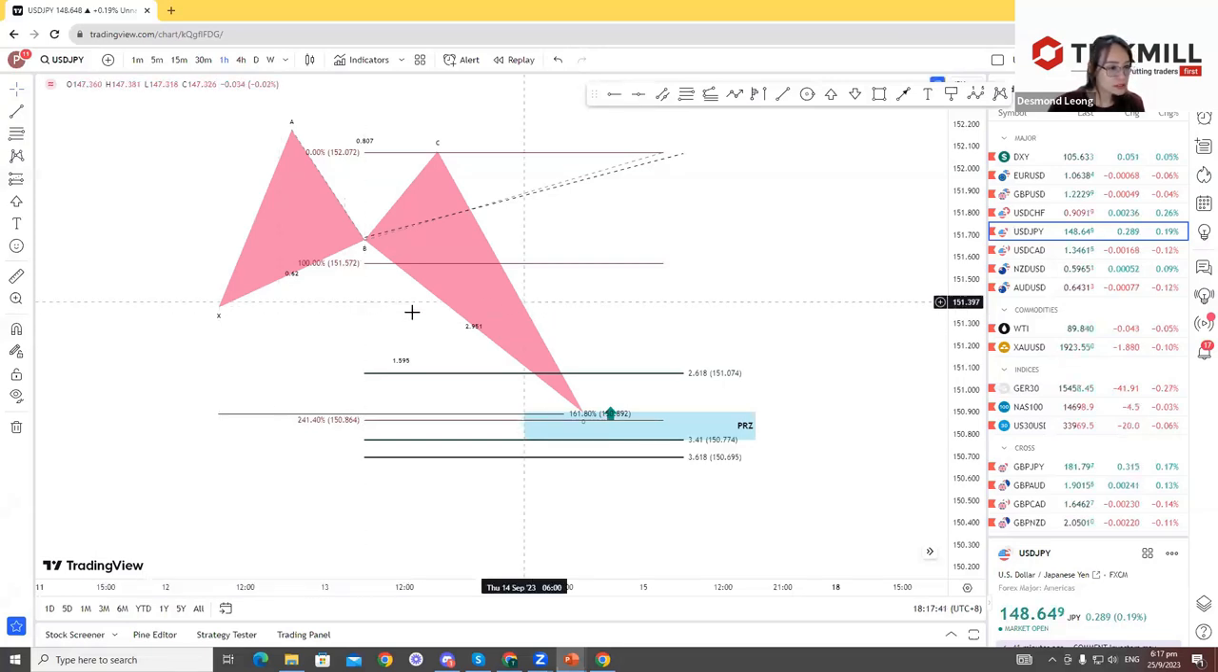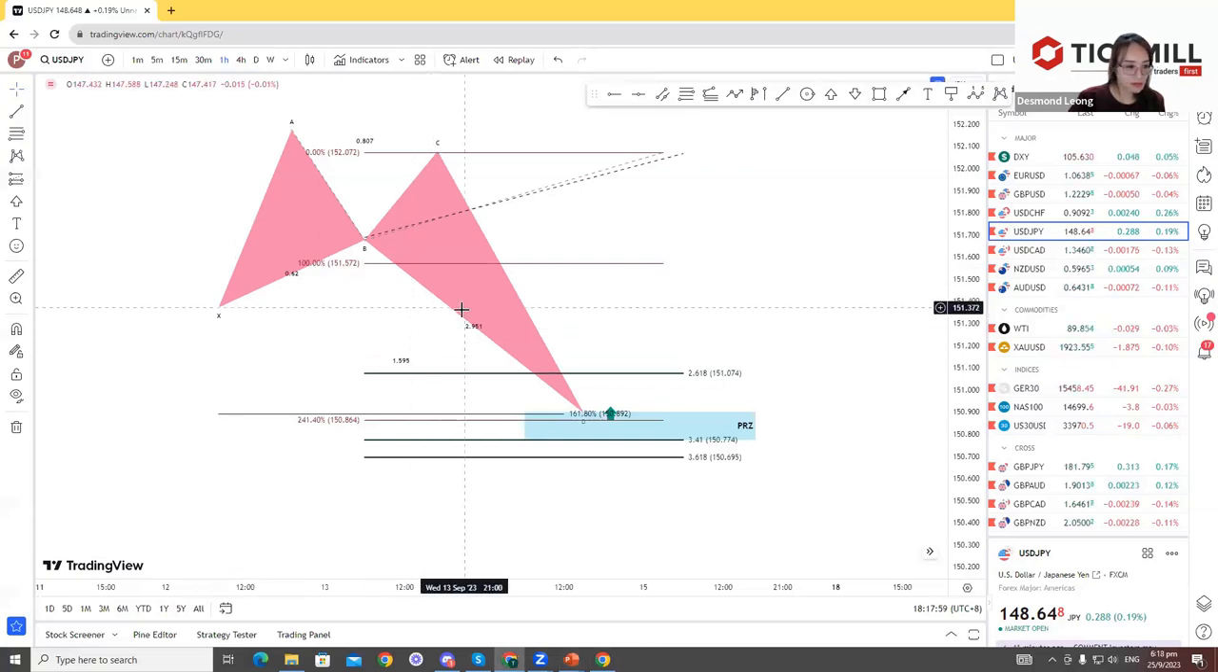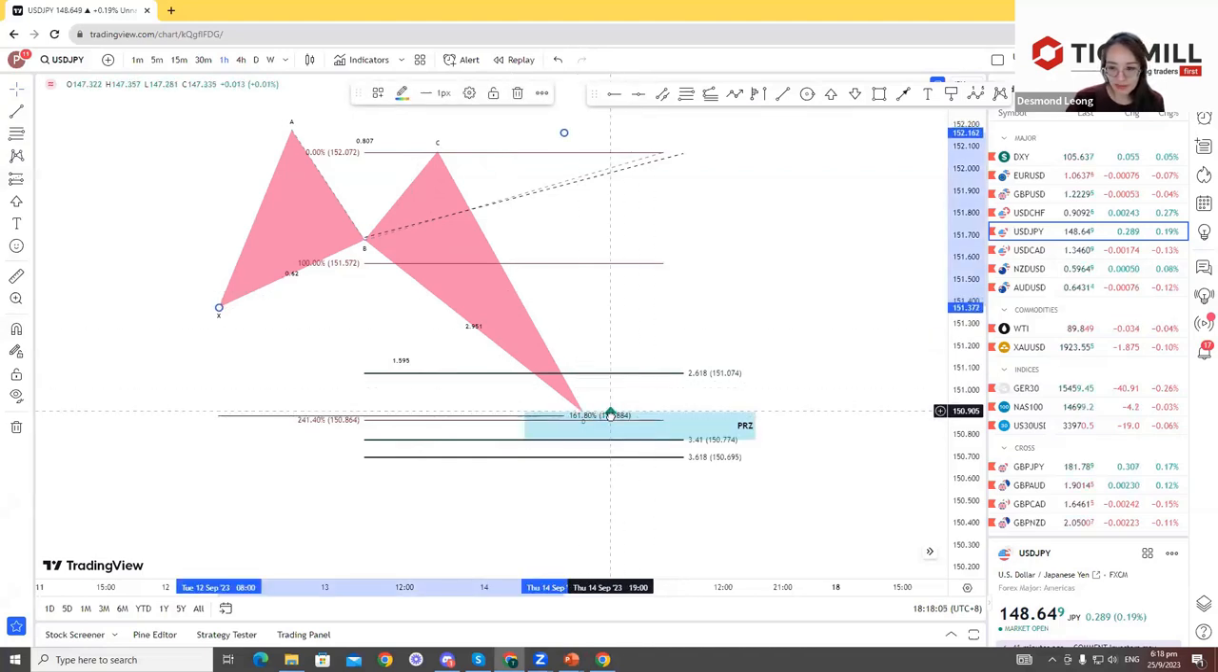Okay, no, this one is a bullish, sorry, not bearish. This is a bearish. Should be bearish. Bearish butterfly for this one. Okay, this is a bearish butterfly. Bullish, sorry, bullish. I'm getting confused. Bullish now, and then we wait for price to come in and then you buy.